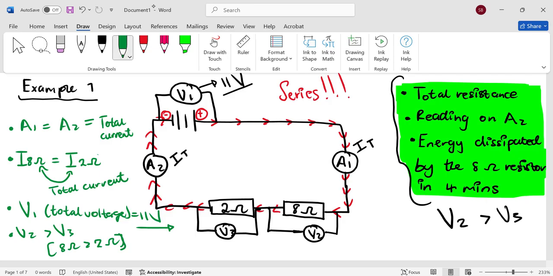But what do you know? You know that V1 is going to be the sum of V2 plus V3. Hope you guys can see that. Remember, from the first video, you must be able to understand what I mean by that. V1 is the sum of V2 plus V3. Why? Because voltage in a series circuit is divided proportionally. The greater the resistor, the more voltage. The lower the resistor, the lower the voltage. So 8 ohms is bigger than 2 ohms. Therefore, 8 ohms will have a higher voltage.